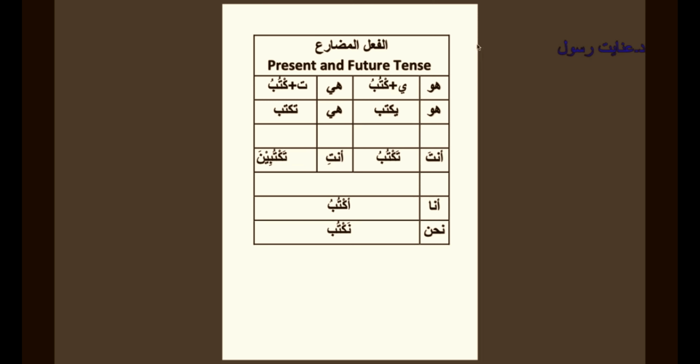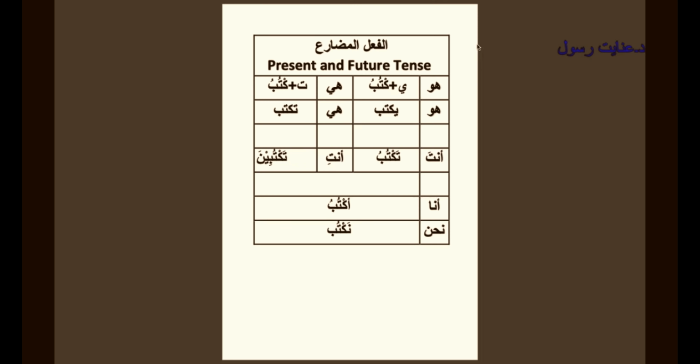Kataba is prefixed with ya for huwa. Huwa yaktubu, he is writing or he will write. The meaning is taken according to the context, whether it means he is writing or he will write. Huwa yaktubu, he writes or he will write. You see the ya is added in the beginning.